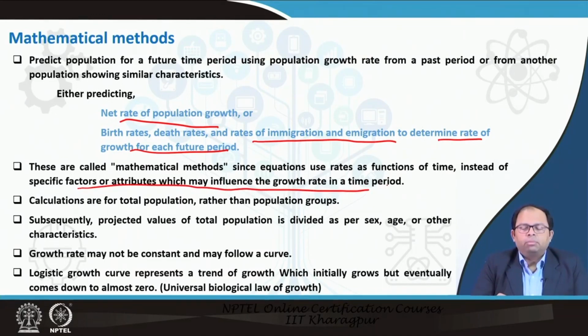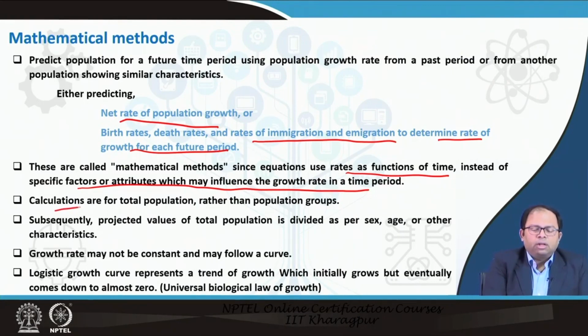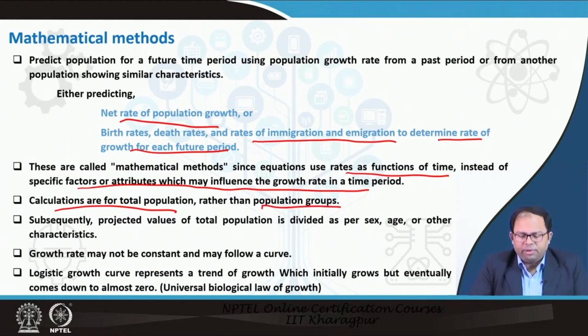So, unlike the parametric models, this actually considers only the previous population growth rates, which are a function of time, and it does not consider relationships with other components. Calculations are also for the total population, and we do not consider different population age groups. So, we do not say that for different age groups the growth rate is different. Subsequently, once the total population is determined after projection, we divide it as per sex, age or other characteristics to get the values for each population component.